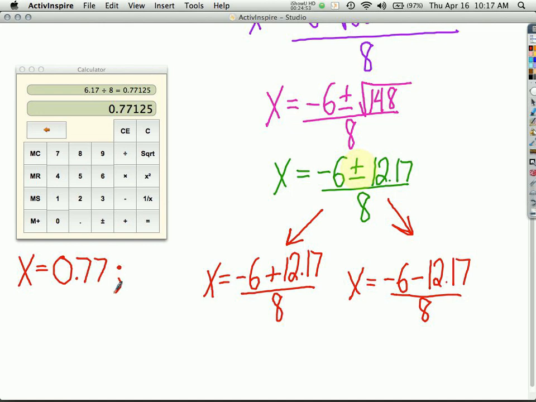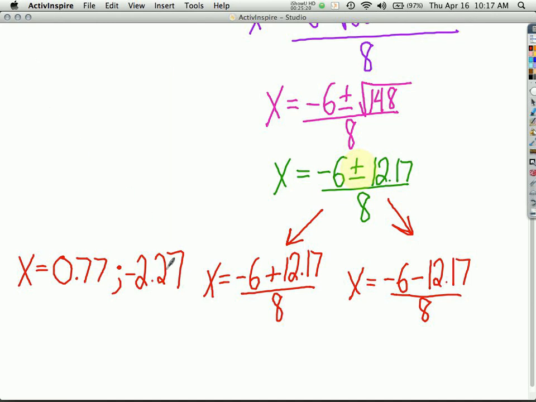And then we're going to get another solution from the other equation. So now I have to clear out my calculator, and we're going to hit 6, turn it negative, subtract 12.17, hit the equal sign, and then divide by 8 again. This time we get negative 2.27 approximately. And so the two solutions are 0.77 and negative 2.27.